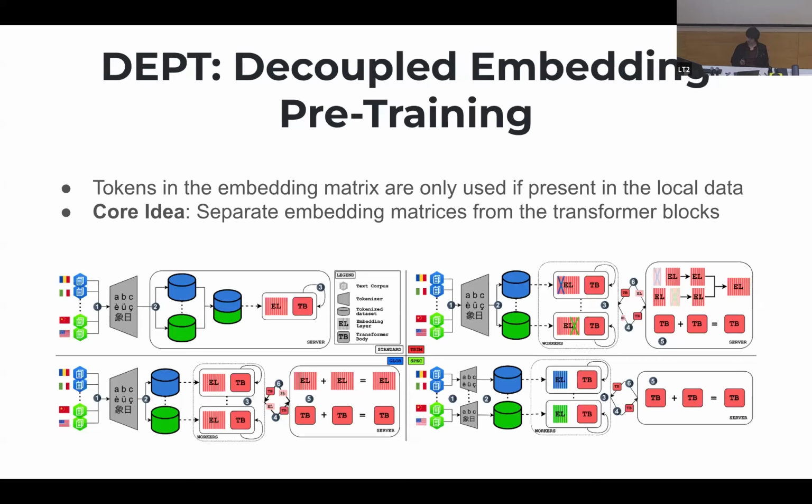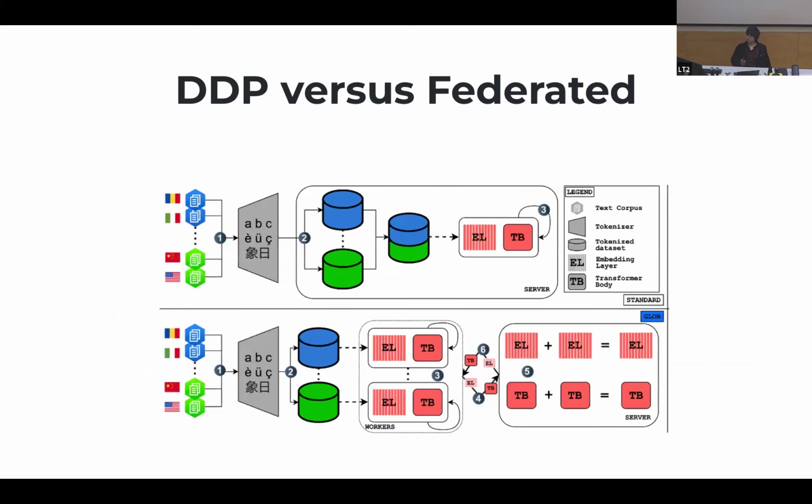The fundamental reason why we started doing this was highly practical, which is I was using multilingual models and observed that the embedding matrices are huge, and I'm not using most of the tokens on some languages, which meant that I was wasting a bunch of memory to just train them. Starting off from the basics, these are representations of DDP versus federated pre-training.